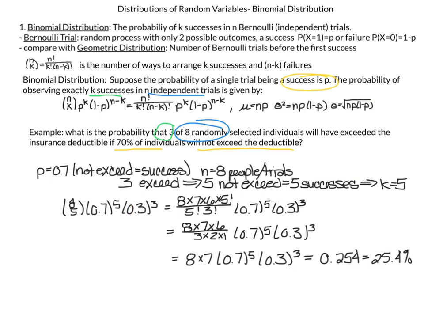Our 8 choose 5 is going to be 8 factorial divided by 5 factorial times 8 minus 5, which is 3 factorial on the bottom. And our 8 factorial simplifies to 8 times 7 times 6 times 5 factorial. So these factorials will cancel out, and we're left with 8 times 7 times 6. And the other thing you notice, this 3 factorial is 3 times 2, so that's going to cancel out there. But we can leave that. Here we have our 0.7 to the 5th, 0.3 to the 3rd. This cancels out over here. And eventually, we compute our probability of 25.4%.